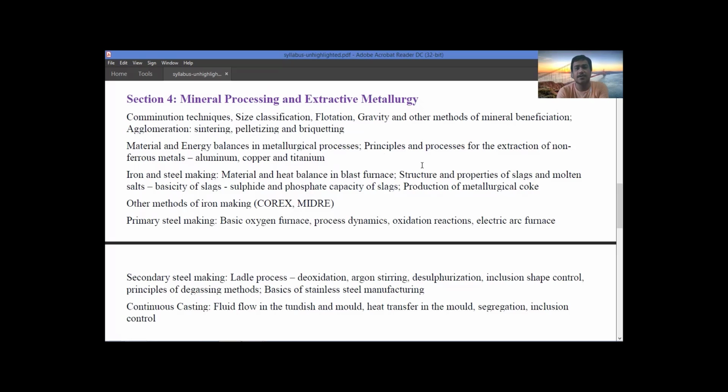And principles related to non-ferrous extraction. This is the most famous topic, and the most famous book is Principles of Non-Ferrous Extractive Metallurgy by H.S. Ray. If you go through H.S. Ray, you will get a very brief idea about the extraction of aluminum, copper, and titanium.